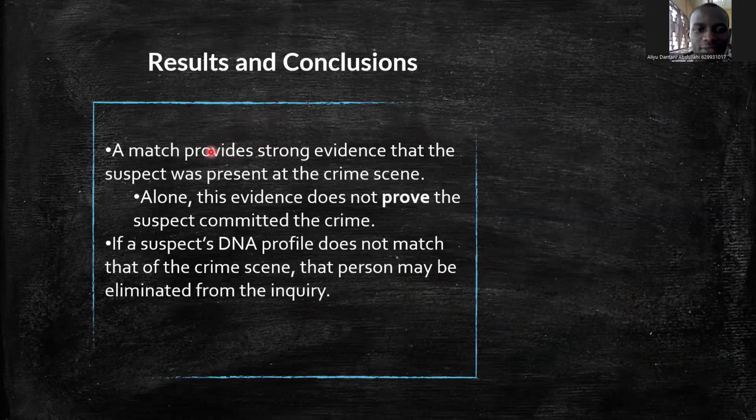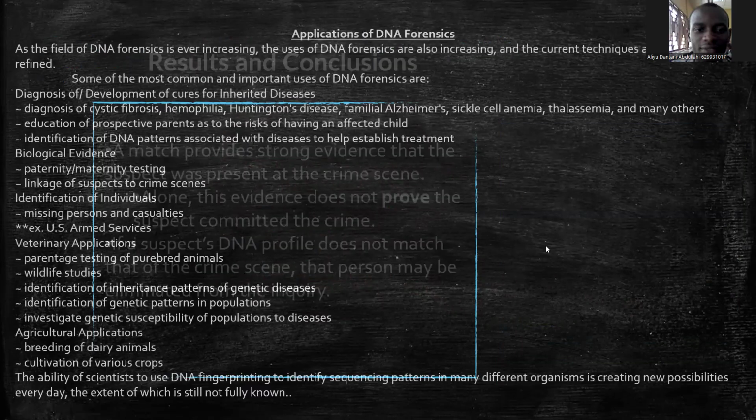But in conclusion, a match provides strong evidence that the suspect was present at the crime scene. That's when you do DNA extraction, amplification, and sequencing. Alone, this evidence does not prove the suspect committed the crime. If the suspect DNA profile does not match that of the crime scene, the person may be eliminated from the inquiry. Of course, we know this.